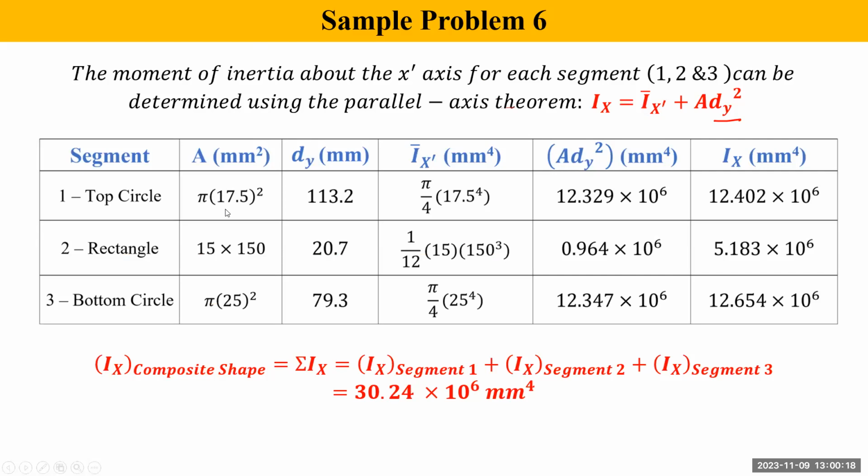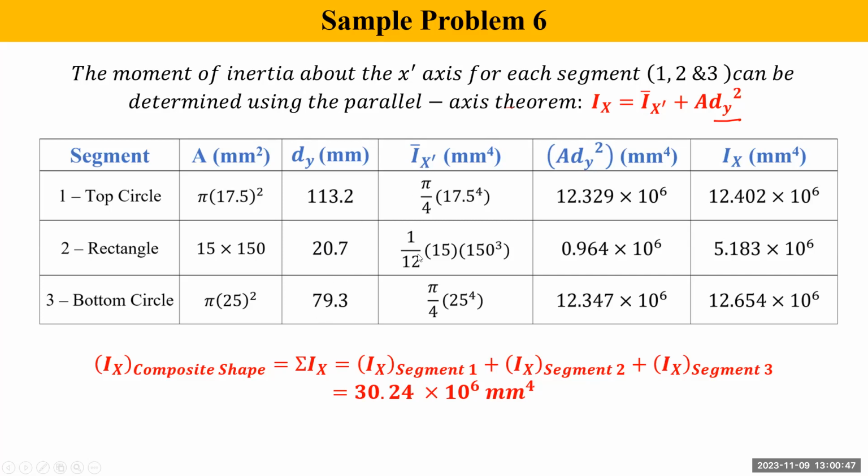And the circle would have been pi times the radius squared, which is 17.5 for the top one. And for the bottom one, it was 25 squared. So you get those areas. We had worked out dy for the top circle was 113.2 millimeters, this one was 20.7, and the last one was 7. So you have those distances.